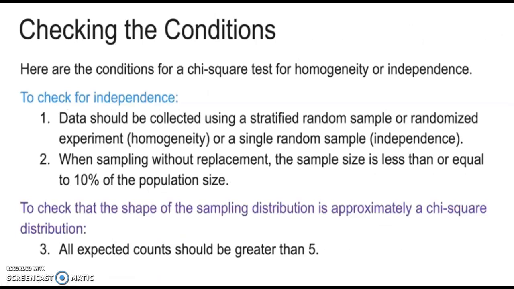You do have to check conditions just like you would with every other test. Very similar to before, but if we have multiple populations, like if we're doing homogeneity, you have to make sure you have a stratified sample where we have multiple groups. Or if you're doing independence, you're just seeing if there's one random sample. And remember, for independence, you're using one sample, but you have multiple categorical variables that you're trying to see if they're independent. You also want to make sure that the sample size is less than or equal to 10% of the population size. And just like before, the expected count should be greater than 5.